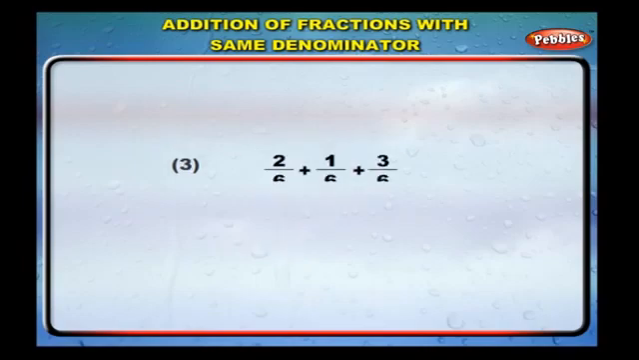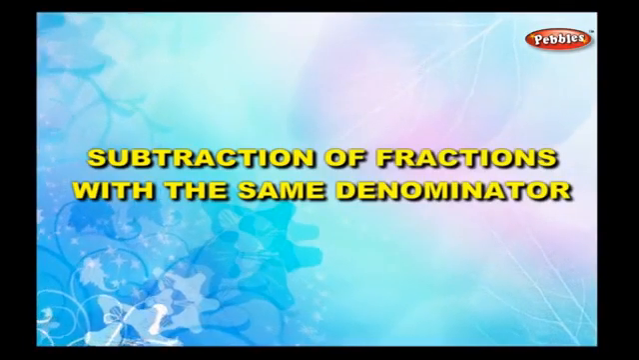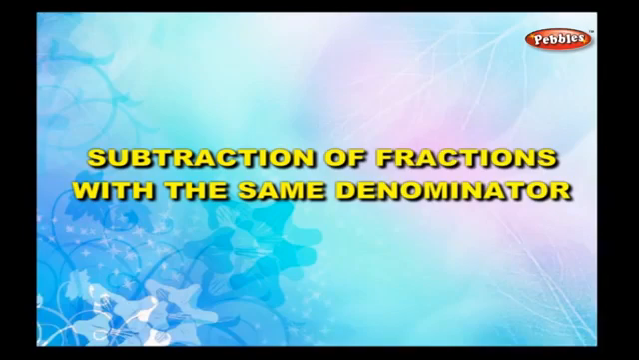Sum 3. Add 2 by 6 plus 1 by 6 plus 3 by 6. As the denominators are the same number 6, let us add the numerators 2 plus 1 plus 3. We get 6. So, the answer is 6 by 6. Subtraction of fractions with the same denominator.